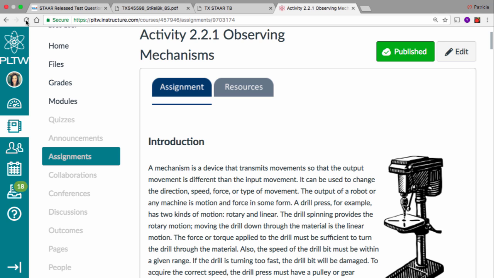So let's talk about the difference of the output. A mechanism can change 4 things, technically 5. It can be used to change direction, speed, force, which could also be torque, or type of movement. So the output of a robot or any machine in motion of a force is in the same form. I would definitely, in these first 2 sentences, either highlight them or write them down in your notebook.